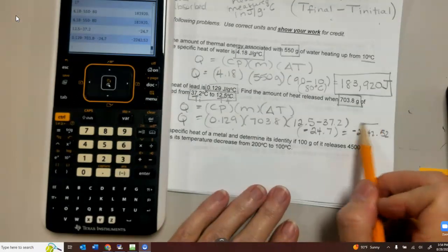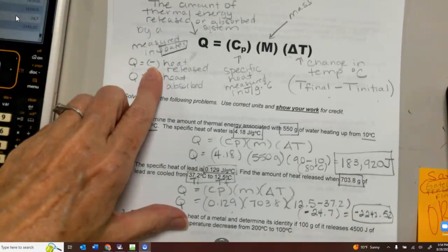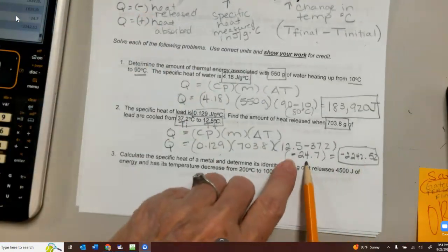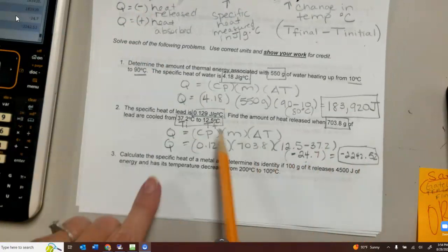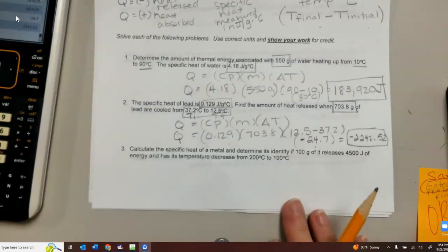All right, that's how it becomes negative, because it says heat released. So heat released is negative. This is where the negative comes in, because it's final minus initial. All right, what if we're calculating for something else?